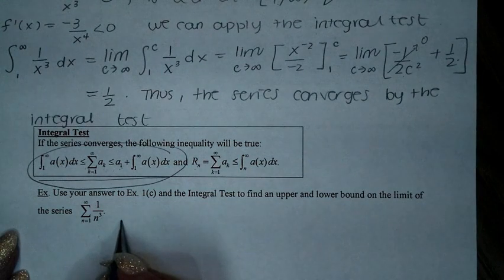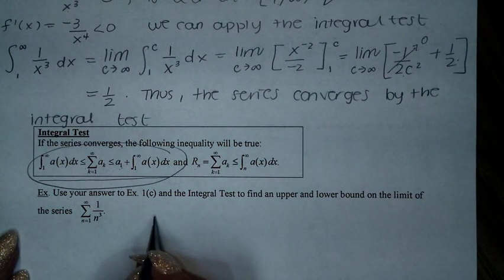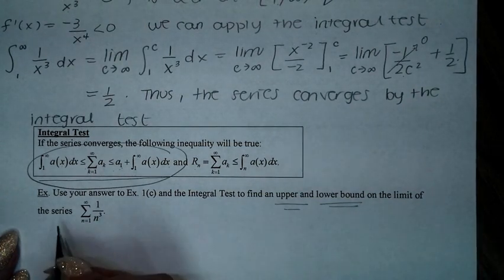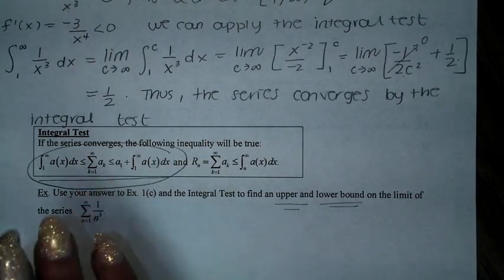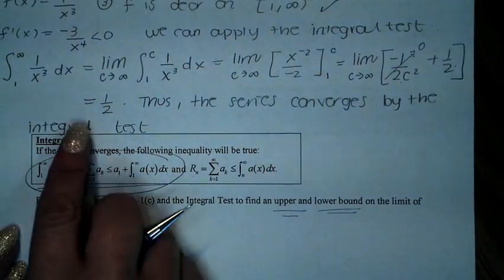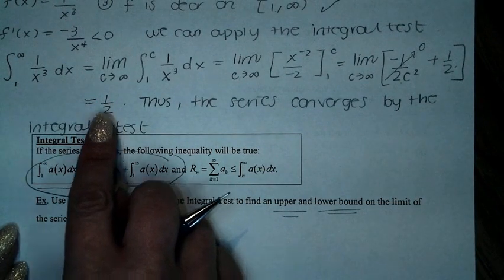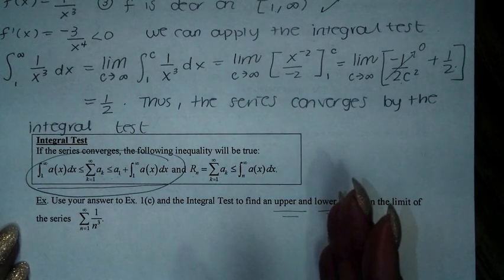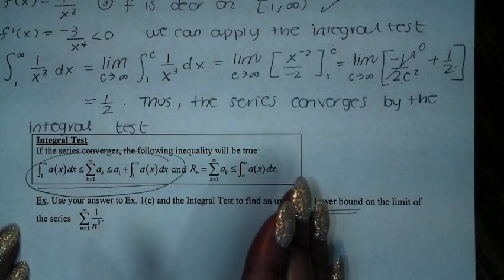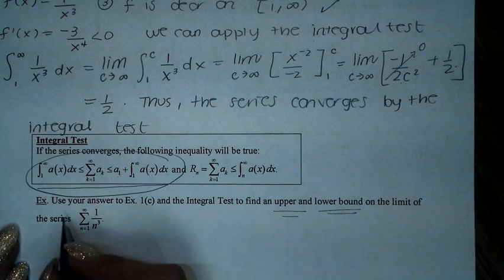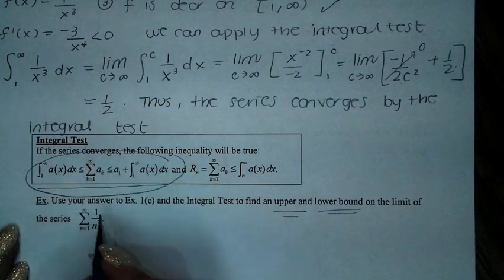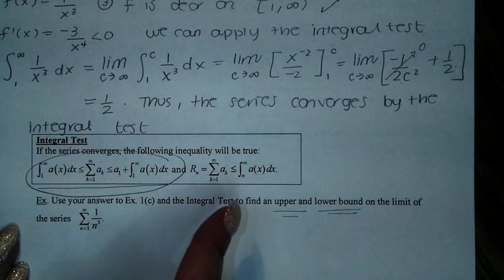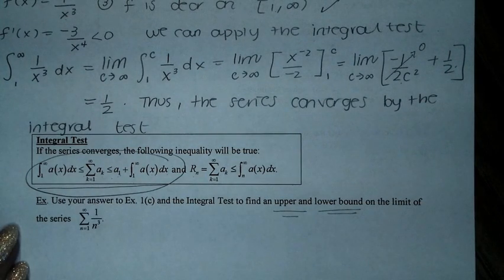So they tell you, use your answer to example 1c and the integral test to find an upper and lower bound of the limit of the series, this one. Please note something. Some students say that because this is equal to this, then the series converges to this. That's not true. You don't know that. So do not over conclude there and be careful. What you know is that you can find a neighborhood, thanks to this, where the series will converge, but you don't know where it exactly converges.